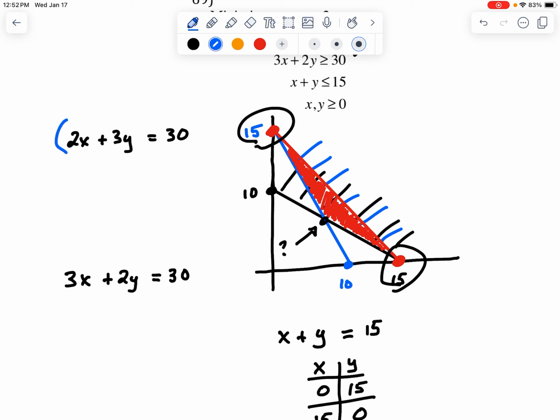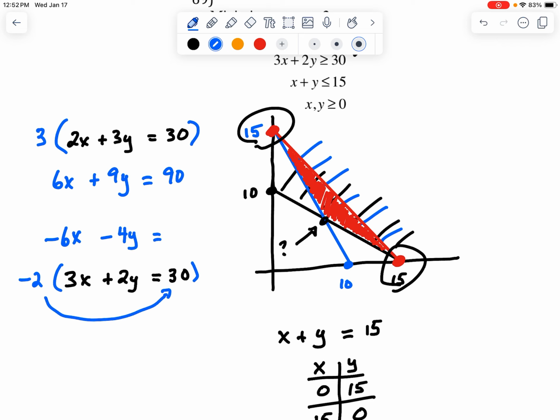So what I'll do is I'll multiply this equation by a 3. So that way I get 6x plus 9y equals 90. So just distribute the 3 on that one. And then on the other equation, I'm going to multiply by negative 2, because that way it will make negative 6x and then minus 4y, and then distribute, equals negative 60.